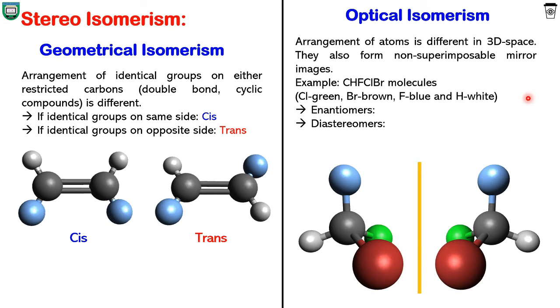And let's look at the optical isomerism. The arrangement of atoms is different in 3D space. They also form non-superimposable mirror images. For the example of this molecule CHFClBr, this is a carbon attached to four different atoms. So we have fluorine, we have chlorine, we have bromine, we have hydrogen. So this is the mirror image of this isomer. These two are called enantiomers, but we will talk more about enantiomers and diastereomers in the coming slides.